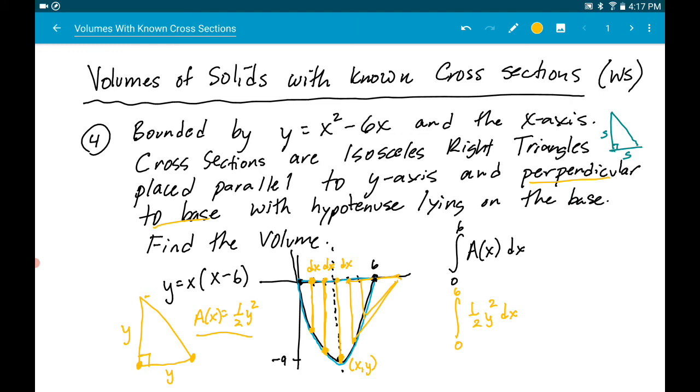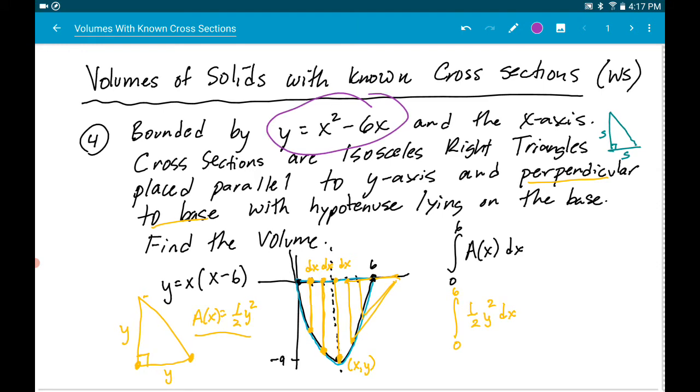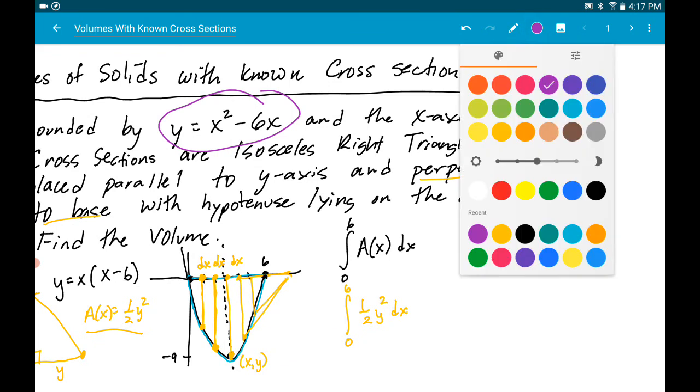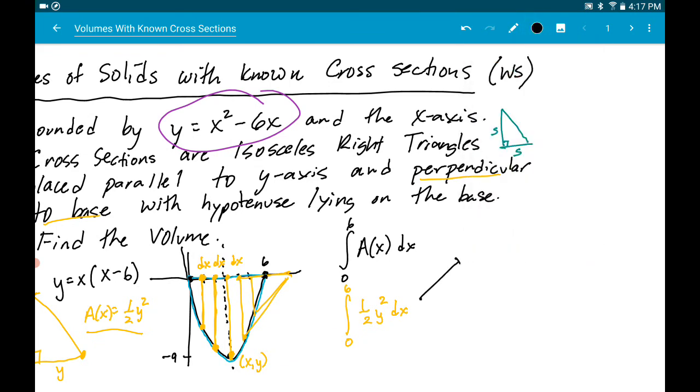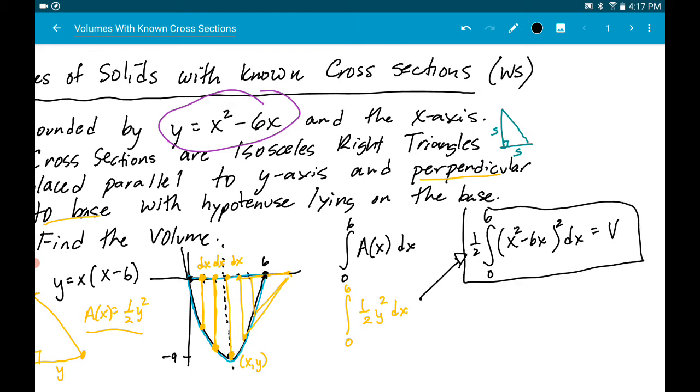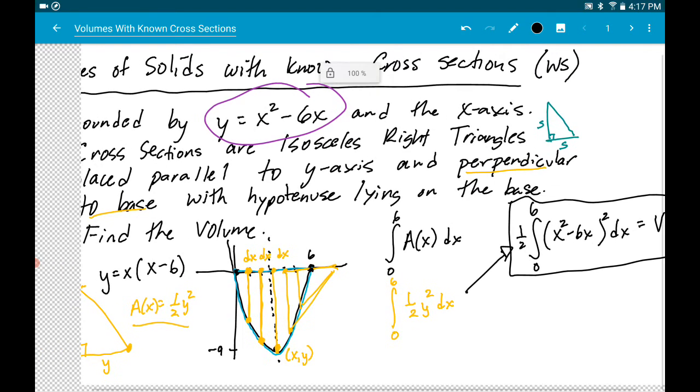So it's a similar game that we've played before, in that we got dx and we got a y, and then that's where this comes in. So what do we got? We got 0 to 6. I can pull out the 1/2 if I want. Y is this. And that integral should give the volume of this object that we created using the scenario above.